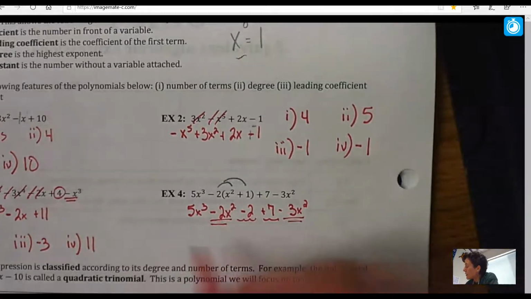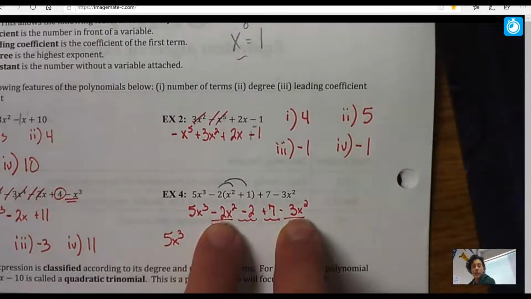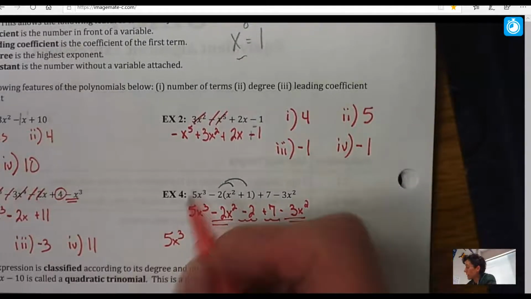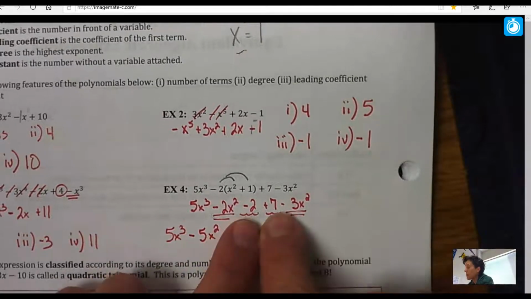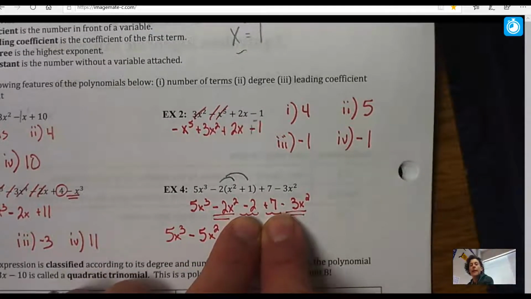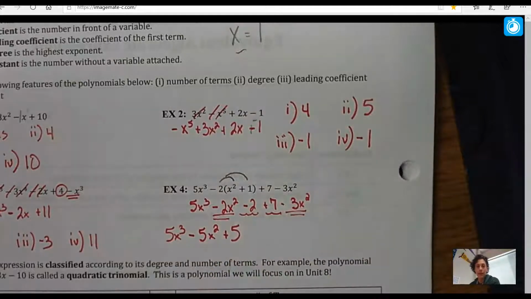So standard form, I'll start with my highest power, 5x to the 3rd power. When I put these two together, I can view this as a -2x squared and a -3x squared, which becomes -5x squared. And then when I put my two just numbers together, look at it as a -2 and a 7, that's like a +5. So my constant becomes 5.